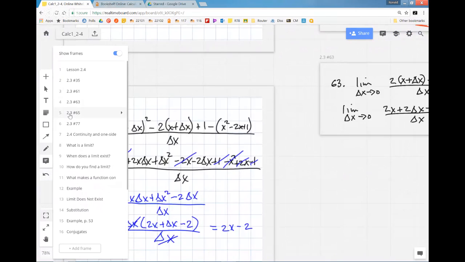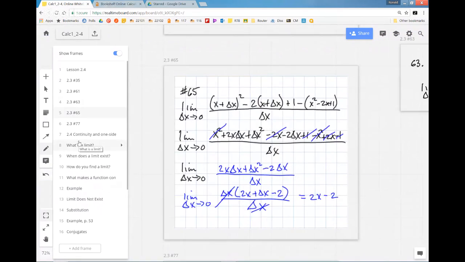Let's take a look at number 65. The problem is just as it is in the book on the very top there. This time delta x approaches 0 in our limit, and of course we cannot substitute. But we certainly can simplify the top. And maybe, just maybe, that delta x will have something to cancel with.